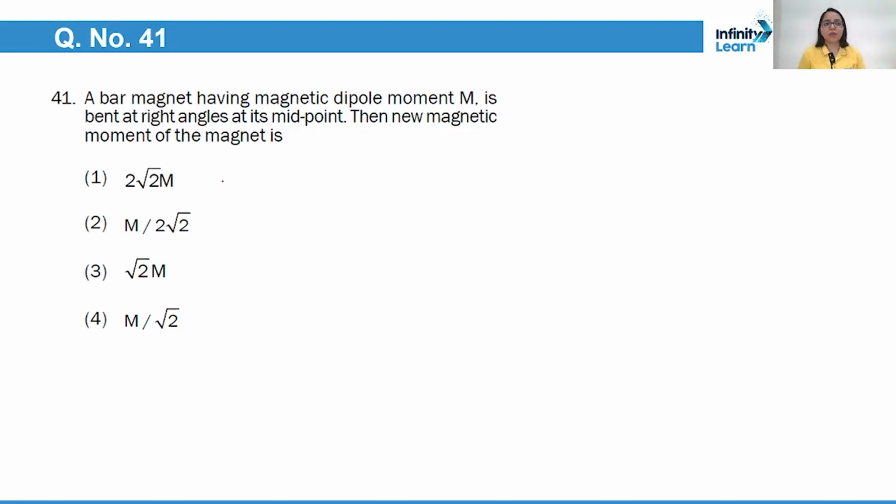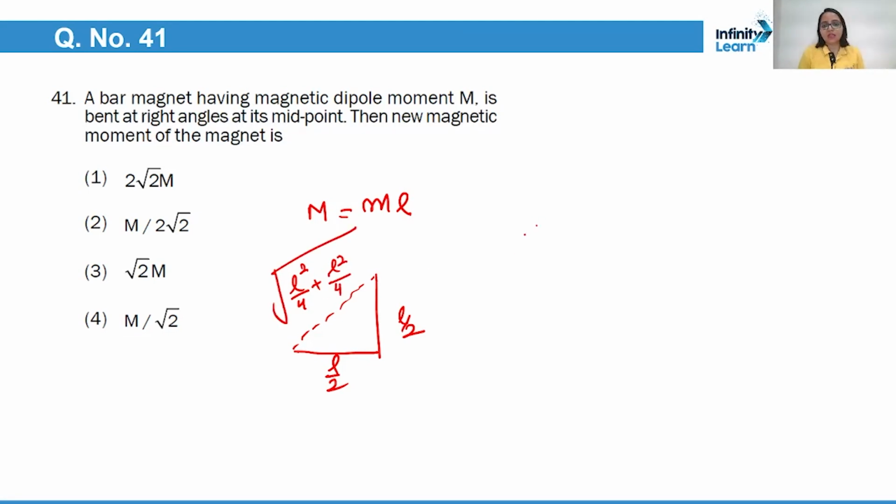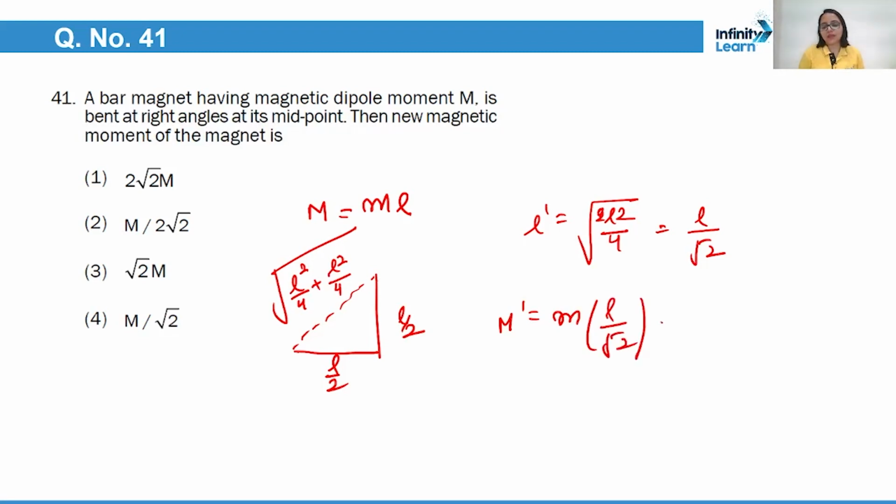Question number 41. We have a bar magnet of magnetic dipole moment M, right? So it is m into L, and that is capital M. It is bent at right angle at its midpoint. So this length will be L by 2, L by 2, and the effective length between the poles will be under root of (L by 2) square plus (L by 2) square, right? Using Pythagoras theorem, L dash will be under root of 2L square by 4, and that is L upon root 2. So new magnetic moment M dash will be m into L dash, that is L upon root 2. So it is mL upon root 2, which is capital M upon root 2. Right. So new magnetic moment will be option 4.